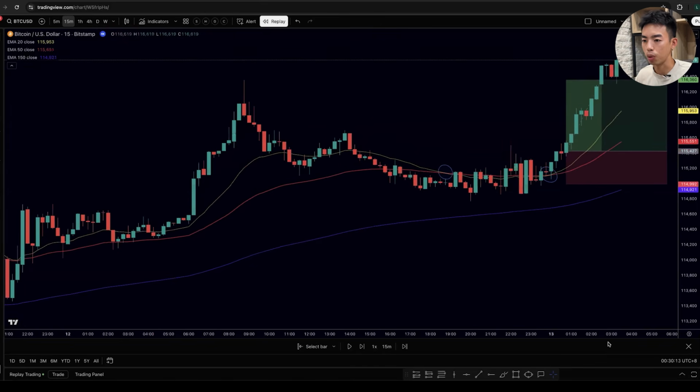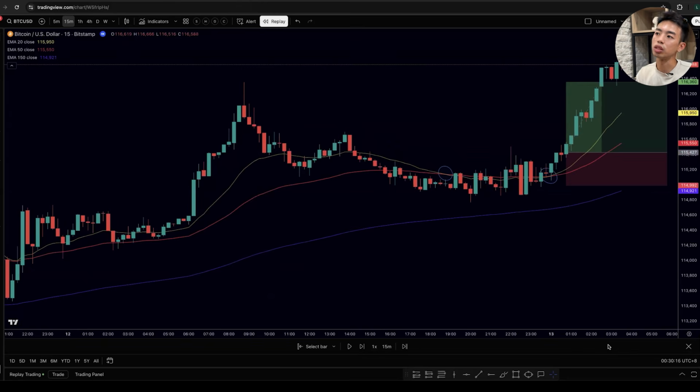Very, very simple, right? Again, you don't need to complicate things. Just exiting at the recent high would generally give you a very, very good risk to reward.